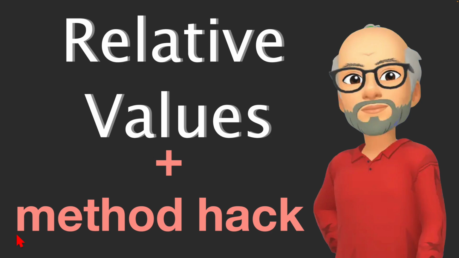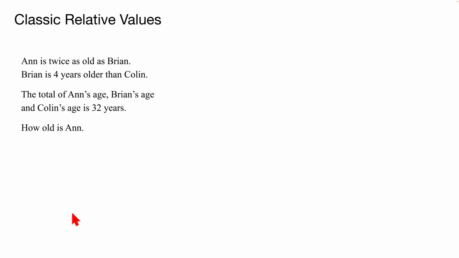Relative values, it's a type of problem solving that comes up quite a bit. I think it's quite easy and they give you good marks. Let's see. The classic relative values question. Anne is twice as old as Brian. Brian is 4 years older than Colin. The total of all the ages, Anne's age, Brian's age and Colin's age, is 32.